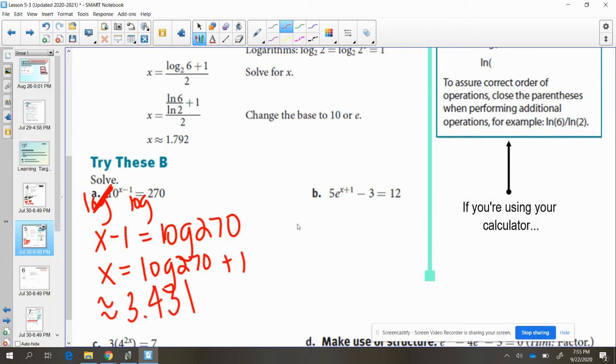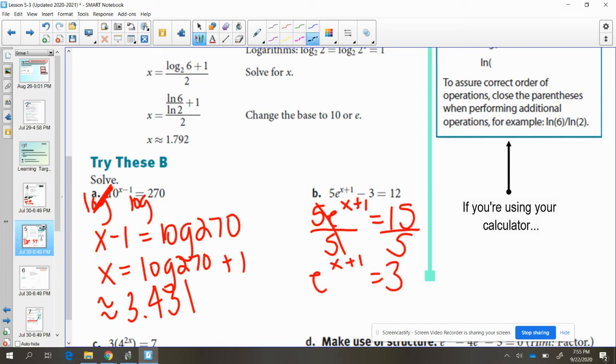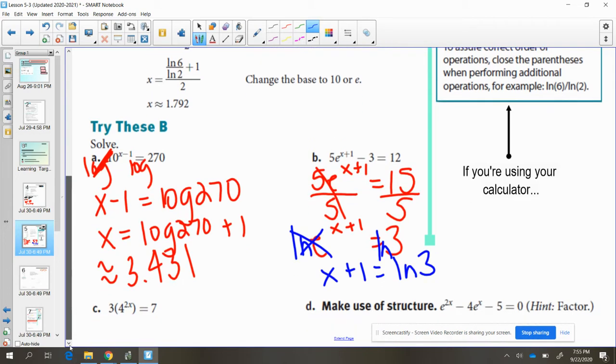Now, moving on from there, in this particular problem, we are not isolated to start. So we're going to have to start by moving the -3 over using addition, and we're going to have to isolate our base of e as much as possible so that we end up with e to the x plus 1 equals 3. Now to undo that base of e, again, our friend, the natural log can be employed. We end up with x plus 1 equals ln of 3. And then finally, subtract 1 from both sides to isolate x.